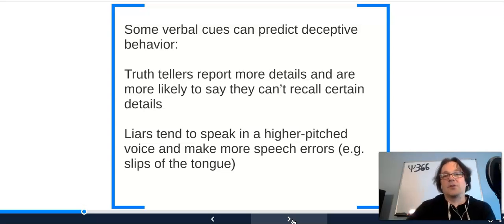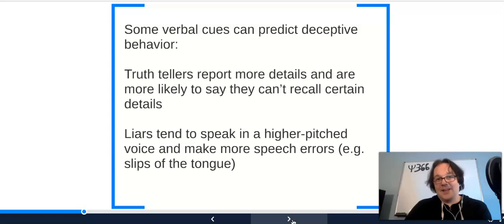So some verbal cues, as we saw Hank Green say, can predict deceptive behavior, but again, not always. It's always good to get a baseline there. But people who are telling the truth will tend to report more details and are more likely to say that they can't recall certain details. Human memory is not good. If you haven't learned that already in cognitive psych, you're going to learn it in this class when we get to victim and eyewitness testimony and memory.